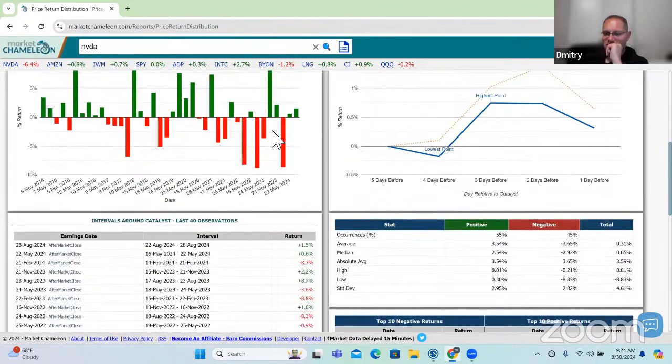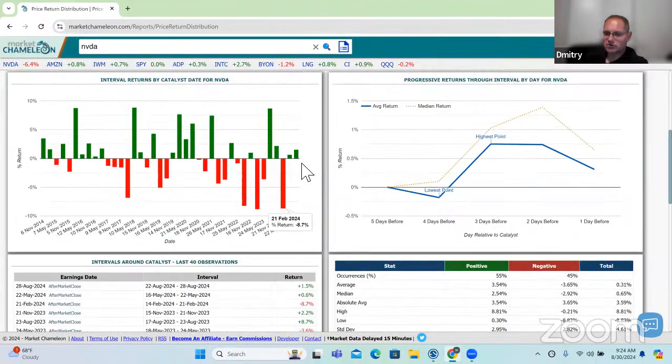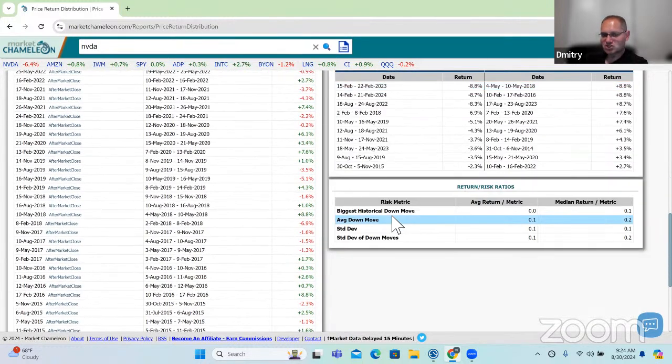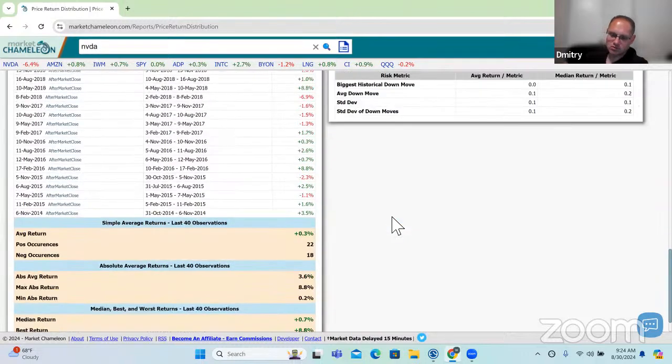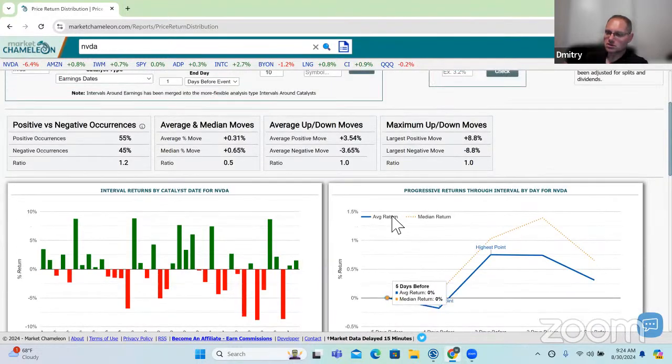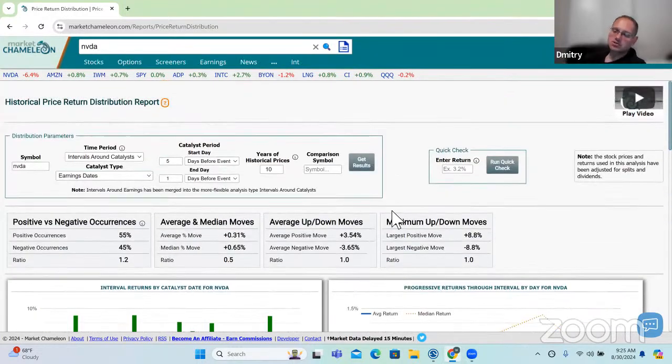This is a chart or graph of each of those moves. And then you get some more stats below, but I don't want to get too much into them, because we already covered one tool. So I just wanted to show you another way to analyze that distribution of returns around earnings. All right, well, I think I'll stop there.